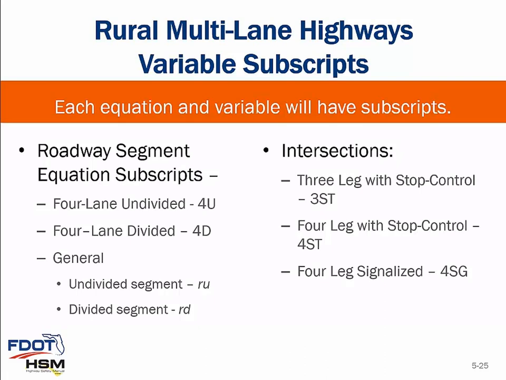We have SPFs for rural four-lane undivided and rural four-lane divided, known as 4U and 4D. The intersections are basically the same as what we had. In fact, they're exactly the same as what we had previously regarding Chapter 10.